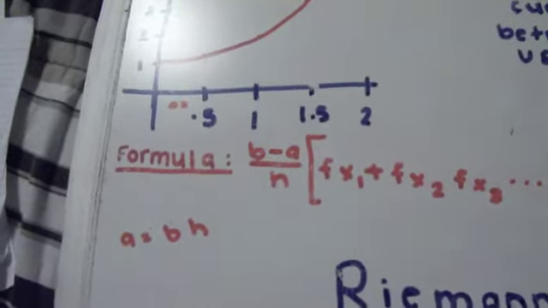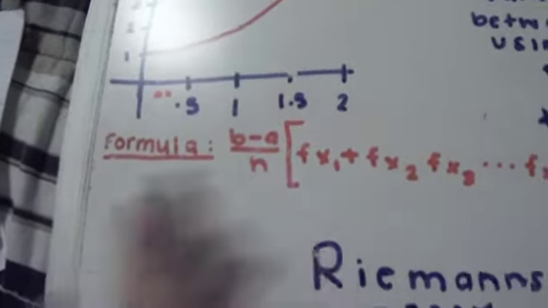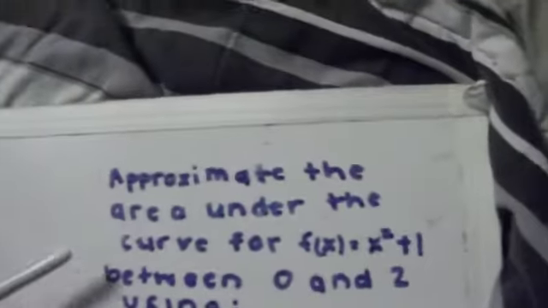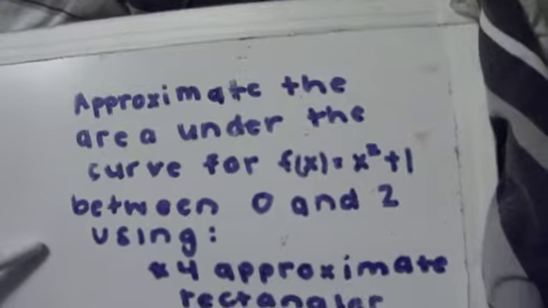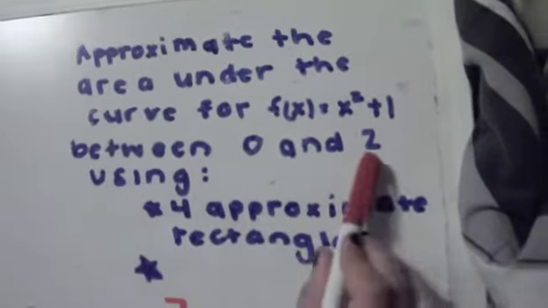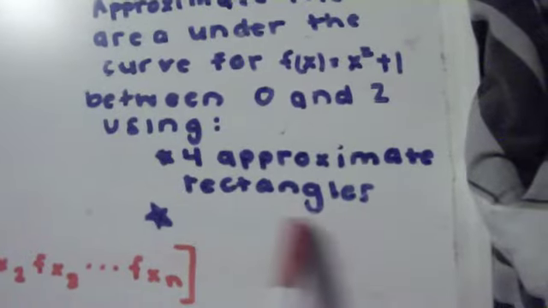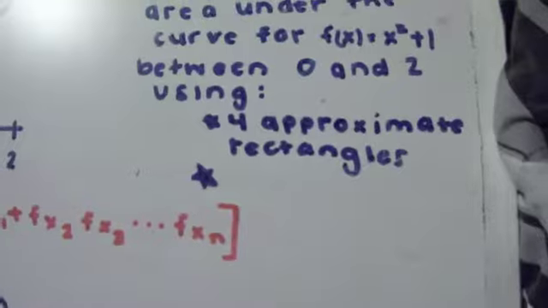In these problems, they should give you boundaries in order to find the area between them. And they also should give you how many rectangles you need to solve the problem. And in this problem, it says approximate the area under the curve for f of x, which equals x squared plus 1, between 0 and 2. So your boundaries are 0 to 2, using 4 approximate rectangles. And I'll get to this little star a little later.